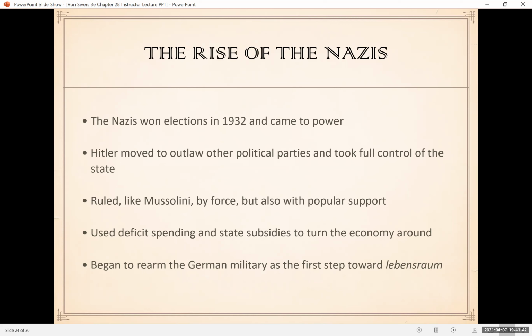They start turning out a small automobile that people can afford, the Volkswagen, which means the people's wagon. They put out radios that only can receive one channel, which is the state channel. It's a Volks radio. They do all these things to fully control the state. And that's basically how we're going to see World War II start.